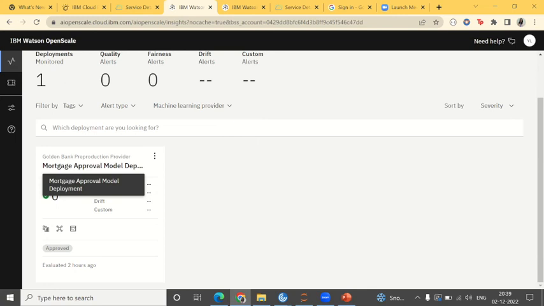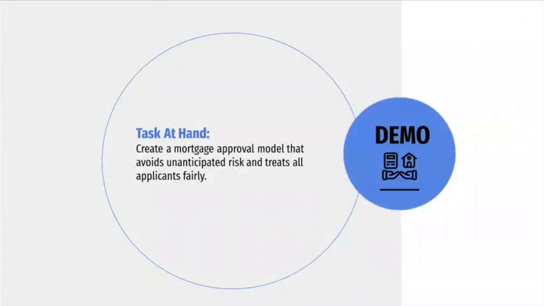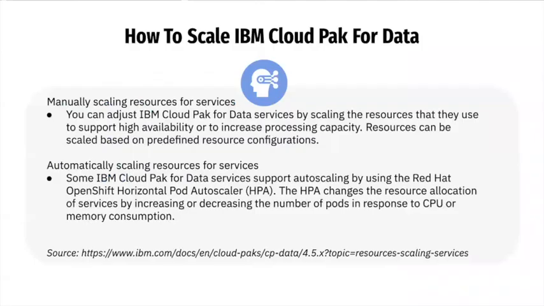Yeah, now we'll go to the main presentation. Now we're back to our presentation and we'll be talking a little bit about scaling. One can easily scale the resources on IBM Cloud Pak by manually changing the resource configurations or by taking help from Red Hat OpenShift. IBM also supports multiple cloud platforms like Azure and AWS.